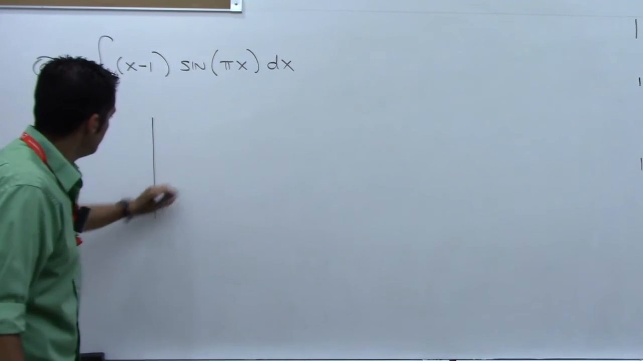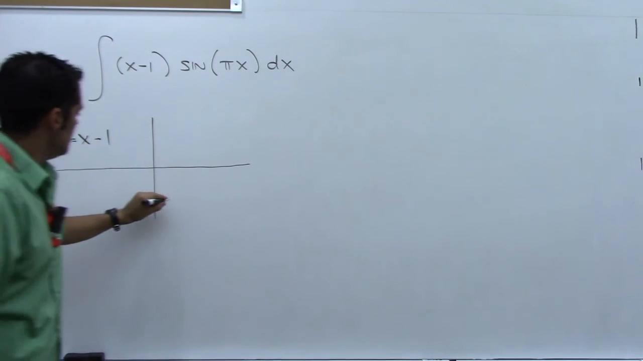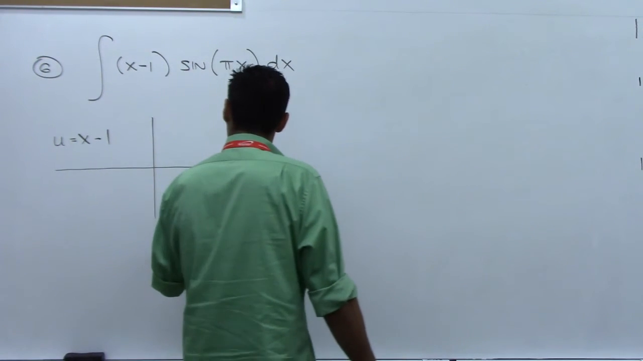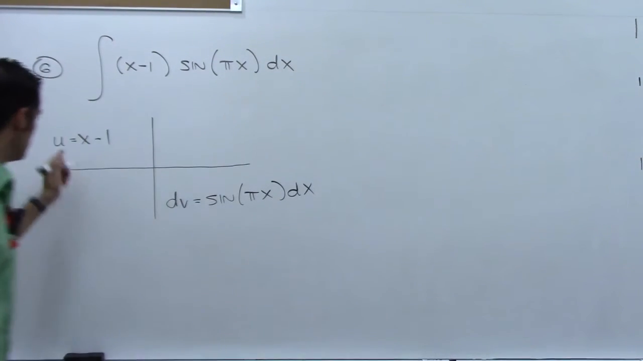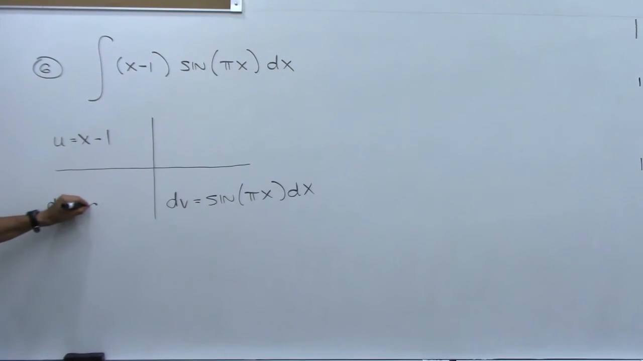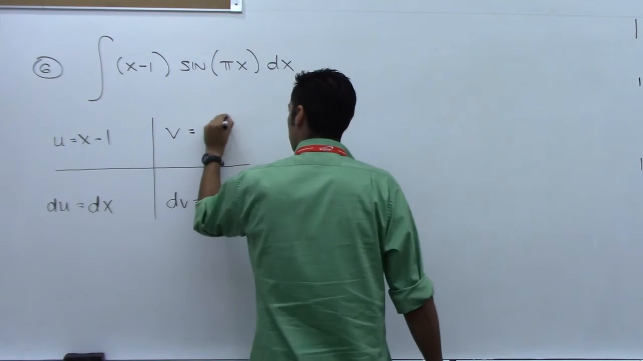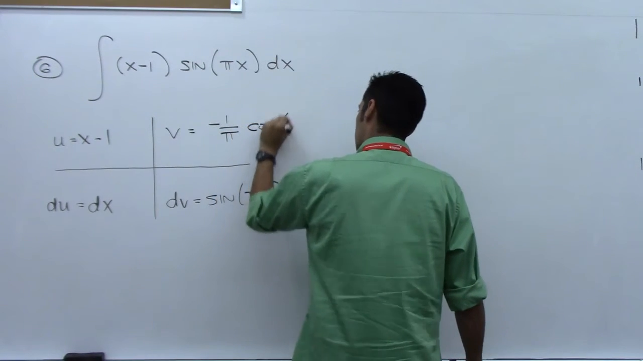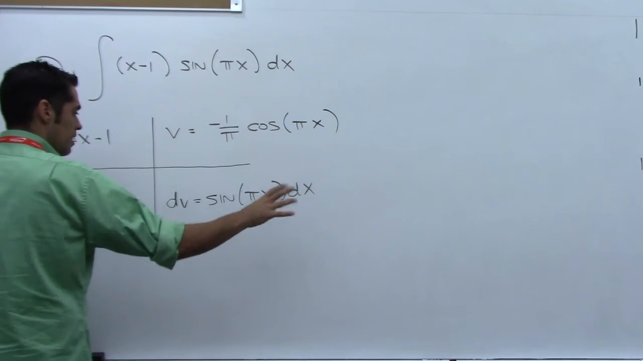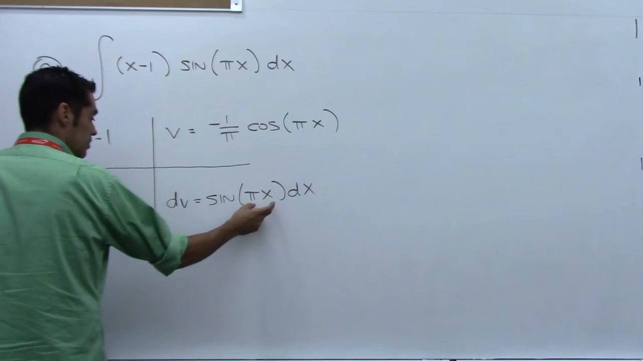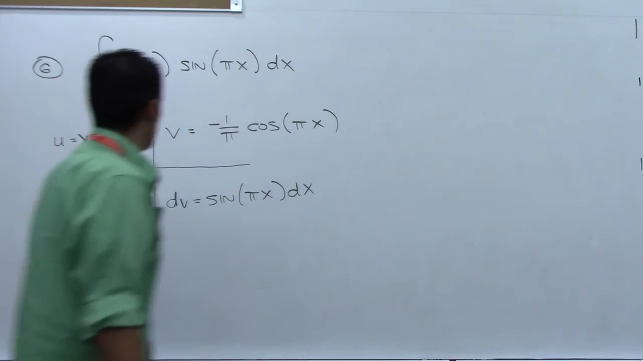So again, u is x minus 1, dv is sine pi x dx. And so the derivative of this is just 1 or just dx, and then v we integrate: negative 1 over pi cosine pi x. So this would require doing a little u substitution on the side, but I also showed you in class how to actually do this quickly. So it goes to that, and we should go straight to the formula now.